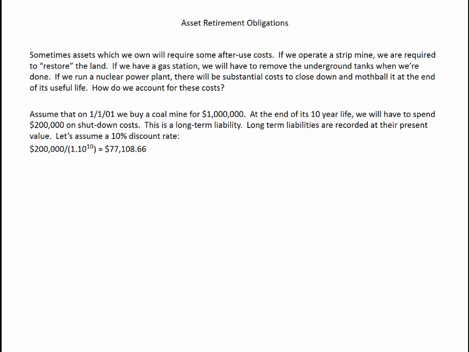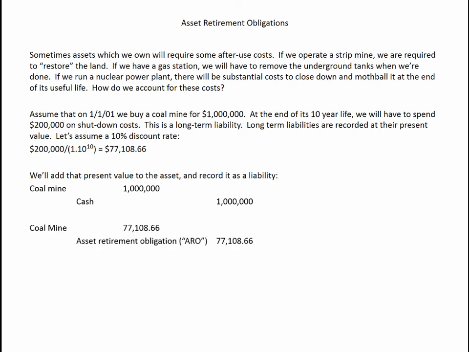Okay, so let's assume that on January 1st, 2001 we buy a coal mine for $1 million. At the end of its 10-year life, we will have to spend $200,000 on shutdown costs. This is a long-term liability, and long-term liabilities are recorded at their present value. Assuming a 10% discount rate, the present value would be $200,000 divided by 1.1 to the 10th power, or $77,108.66. So we're going to add that $77,000 to the value of the asset and record it as a liability. So first we buy the mine for $1 million. Then we record the asset retirement obligation, adding $77,000 to the cost of the mine and putting this long-term liability on our balance sheet.